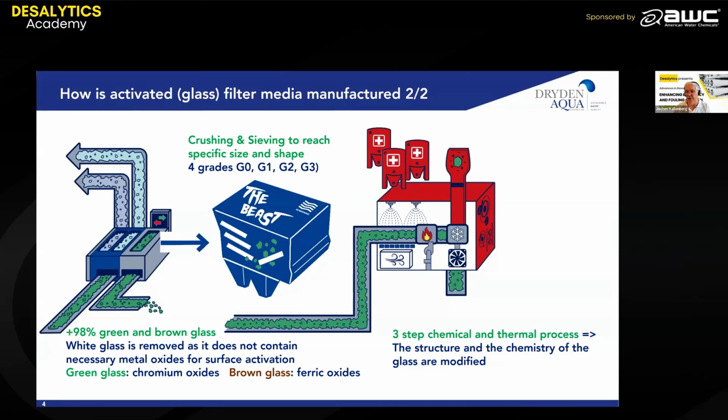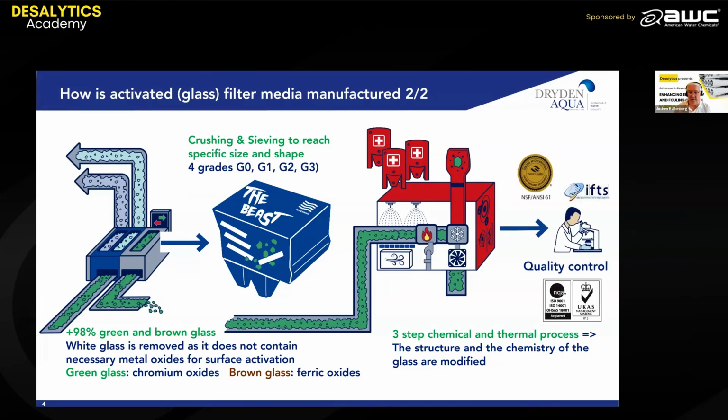After the crushing and sieving, we have a specific so-called activation process. That's actually why the product is called activated filter media, because we modify the surface area in this process, which consists of a 3-step chemical and thermal process. We modify it chemically, and then we fuse that into the surface with a high heat.